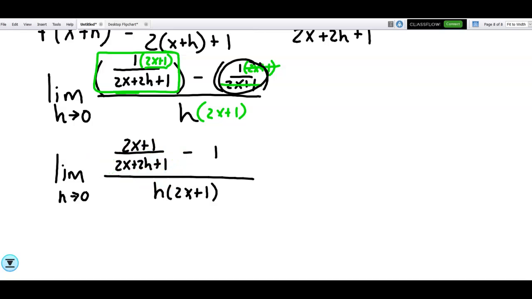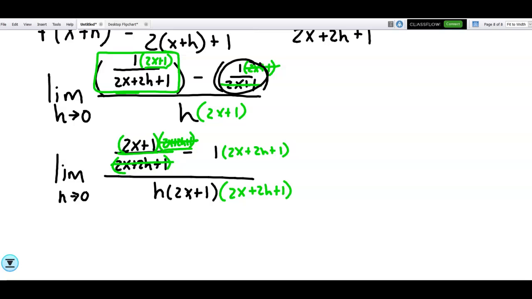So now I'm going to put parentheses 2x plus 2h plus 1 here, extend the fraction as far as I can, and then we also need to multiply this by 2x plus 2h plus 1, and we also need to multiply this by 2x plus 2h plus 1. Okay, now these do cancel. Why? Because you have this times this, right? So those are factors. They cancel.